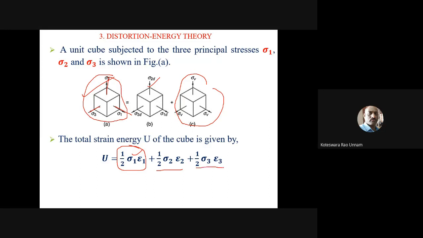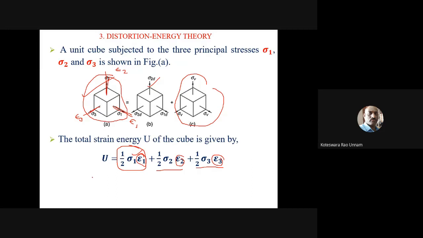But here what I'll do is try to substitute for epsilon 1, epsilon 2 and epsilon 3. These are nothing but the normal strains: the normal strain in the sigma 1 direction is epsilon 1, in the sigma 2 direction it is epsilon 2, and in the sigma 3 direction it is epsilon 3. Also we have a relation between these normal strains, or we can call them principal strains, because there is no shear stress here. So we know the relation between principal strains and principal stresses.